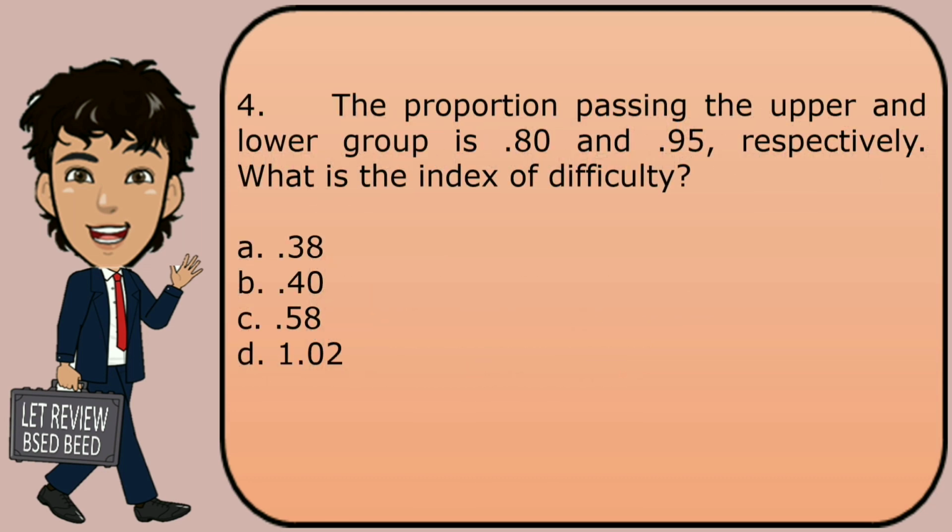4. The proportion passing the upper and lower group is 0.80 and 0.95, respectively. What is the index of difficulty? A. 0.38. B. 0.40. C. 0.58. D. 1.02.